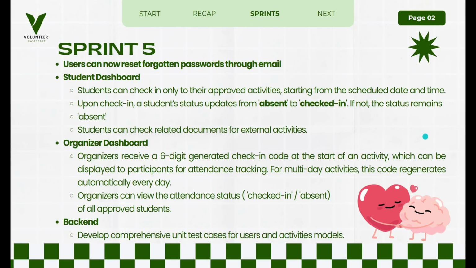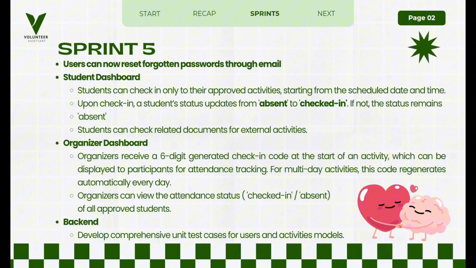In this sprint, users can now reset forgotten passwords through email, and students can check in only to their approved activity starting from the scheduled date and time. Upon check-in, a student's status updates from absent to checked in. If not, the status remains absent. Students can check related documents for external activities.